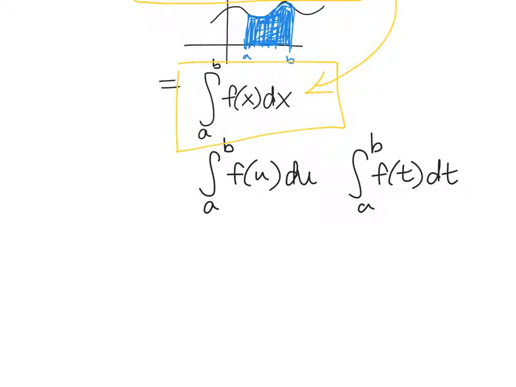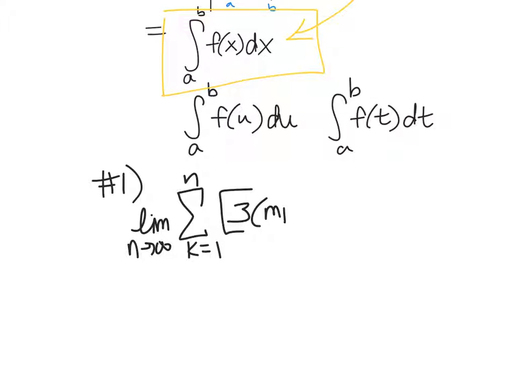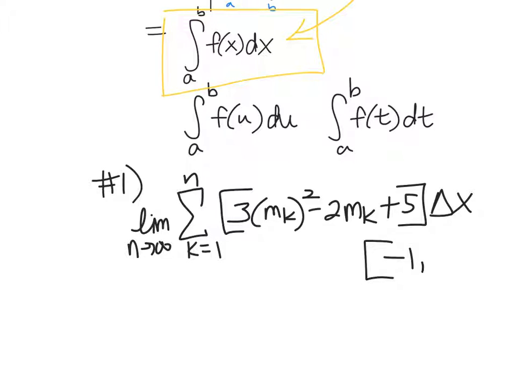So here, I'll give you an example of what you'll do. Number 1. Let's say we have this sigma. We're going to take the limit as n goes to infinity of the sum for k equals 1 to n of 3 m sub k squared minus 2 m sub k plus 5, delta x, on the interval from -1 to 3.